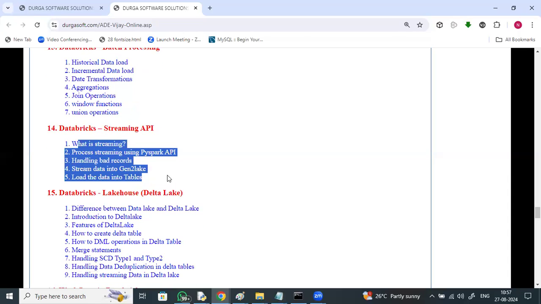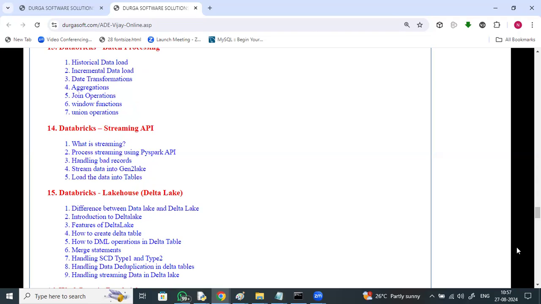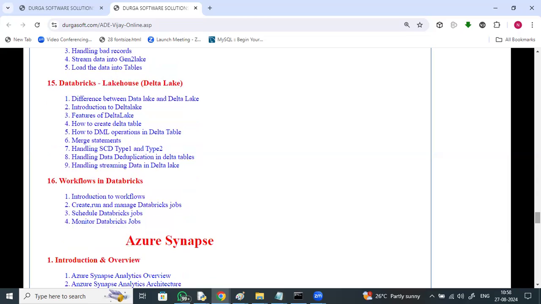Databricks streaming, streaming API, loading streaming data into tables. Databricks Lakehouse, Delta Lake, difference between data lake and Delta Lake. Introduction to Delta Lake, how to create Delta Lake, DML operations, merge statements, SCD type 1, type 2, data deduplication, and workflows in Databricks.